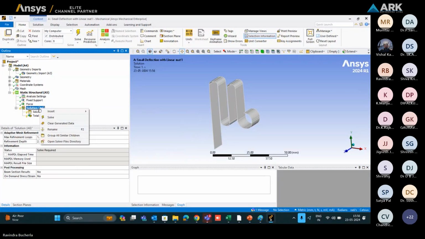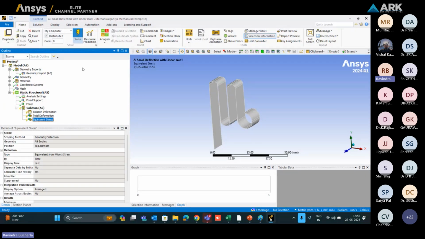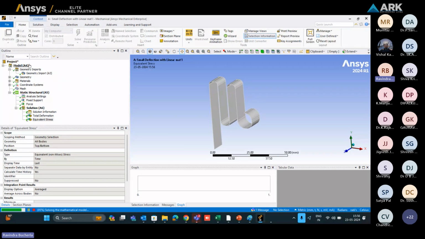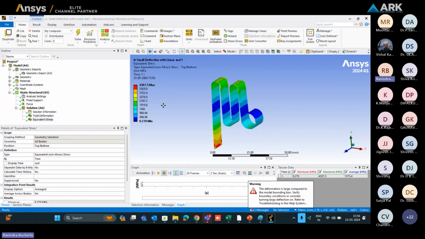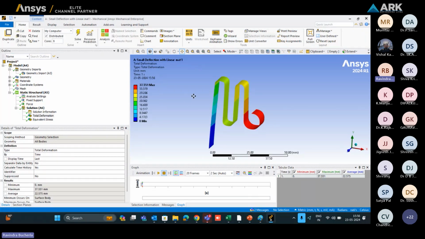deformation or stress or anything, and let's solve the problem. So we are not focusing much on how to solve the problem. We are focusing here only on the non-linearities. Okay, so you can see after applying the force of 250 newtons and giving the fixed support here, I am getting a deformation of 37.55.